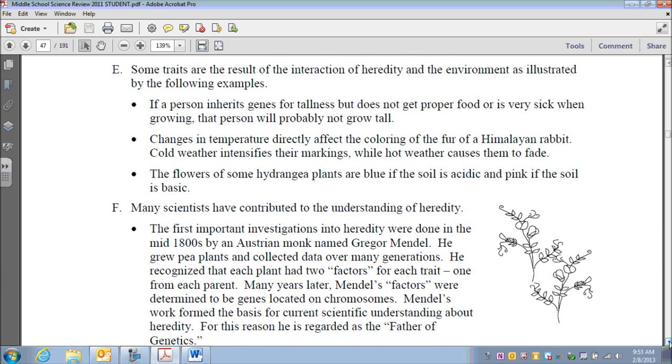Section C. Some traits are the results of the interaction of heredity and the environment, as illustrated by the following examples. 1. If a person inherits genes for tallness but does not get proper food or is very sick when growing, that person will probably not grow tall. 2. Changes in temperature directly affect the coloring of the fur of a Himalayan rabbit. Cold weather intensifies their markings, while hot weather causes them to fade. 3. The flowers of some hydrangea plants are blue if the soil is acidic, and pink if the soil is basic.